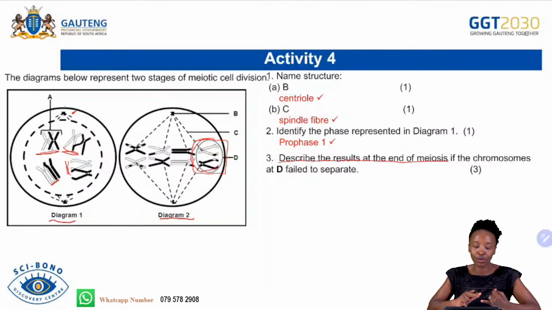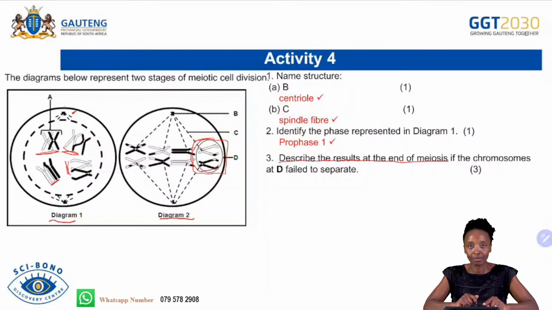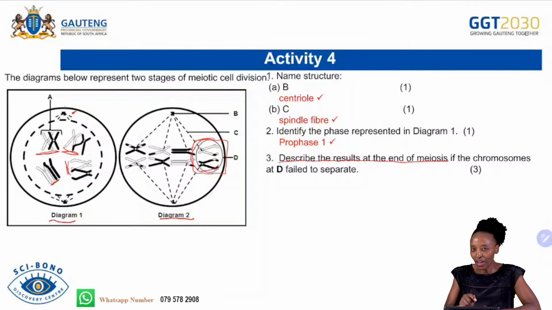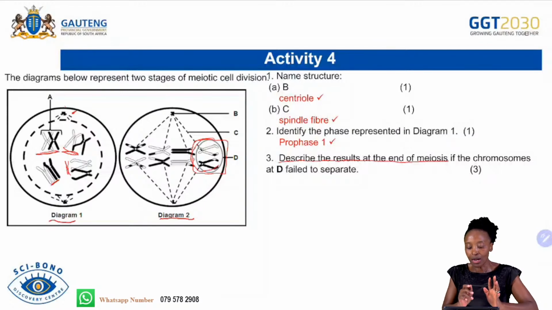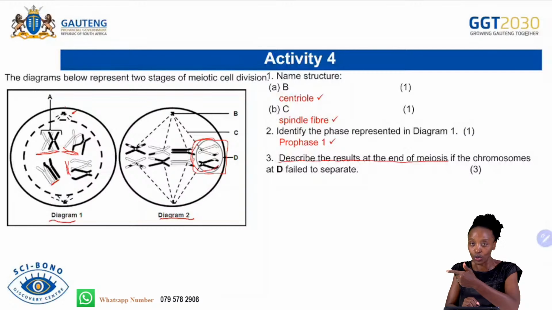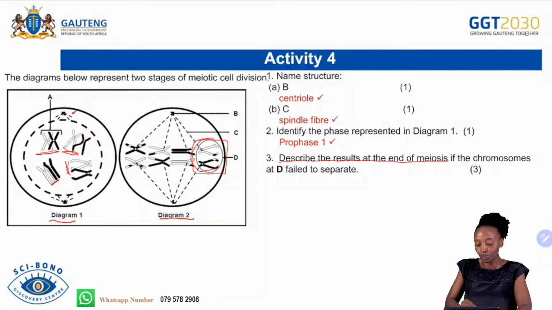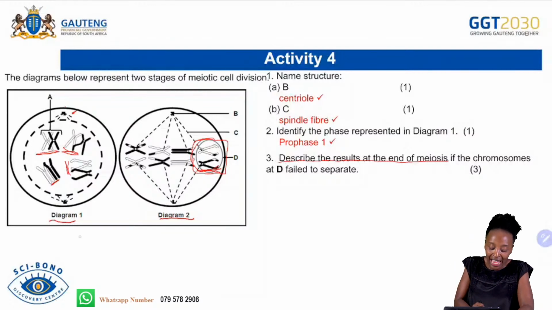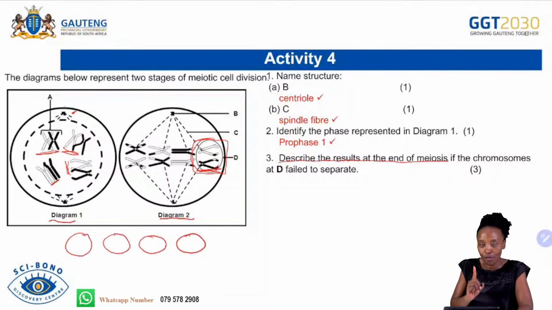So first of all, we need to figure out this is meiosis 1. This is metaphase 1. So this failure to separate that we are talking about here will be failure to separate where? In anaphase 1. So remember that, what did Agnes say about failure to separate in anaphase 1 and failure to separate in anaphase 2? The results are not the same. So if they fail to separate in anaphase 1, we already know that at the end there will be how many cells? 1, 2, 3, 4 cells.